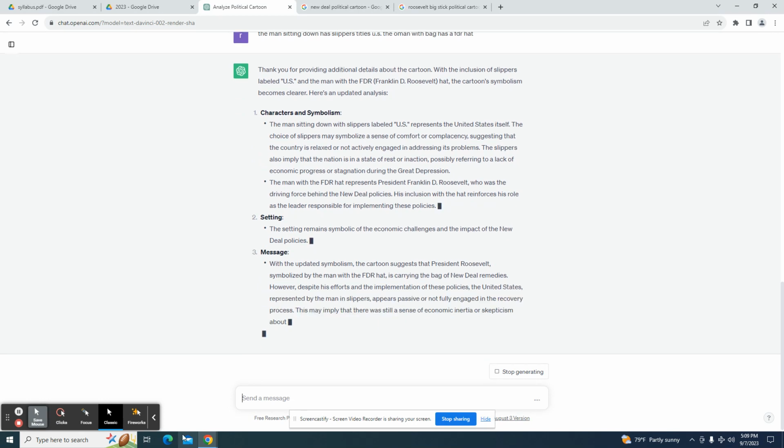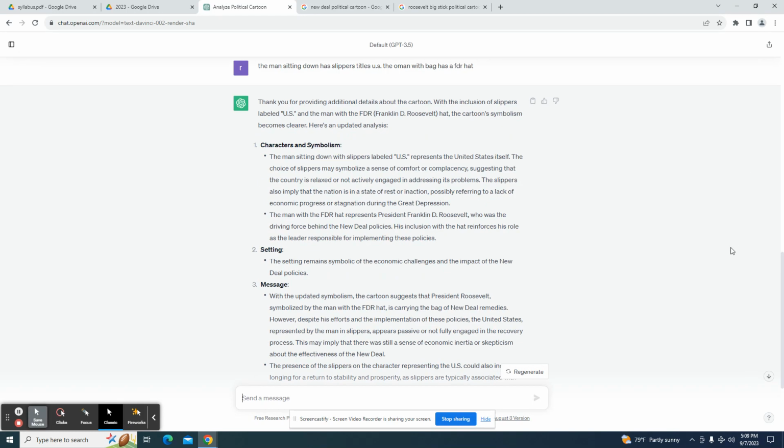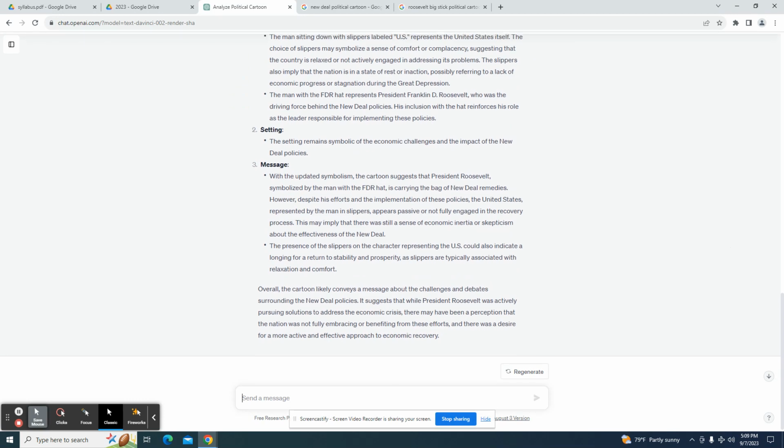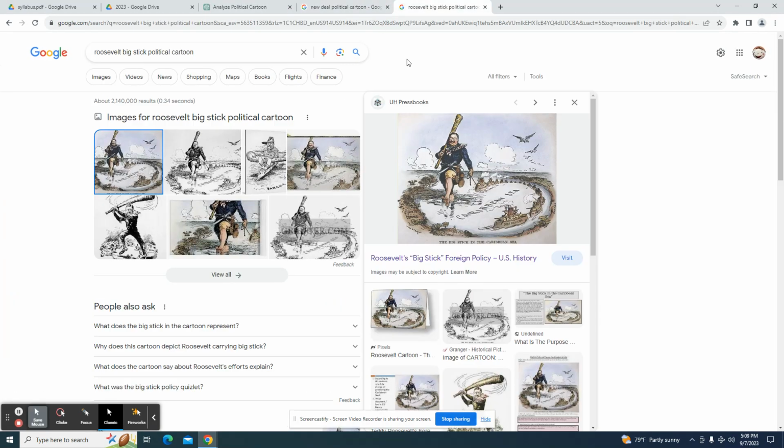And now it seemed to have picked up more information regarding the man. He's no longer a citizen. He did pick up that it is the United States in general. So I would say this actually is a good start for understanding that political cartoon. It actually is giving away a lot. Let's take a look at this one here.